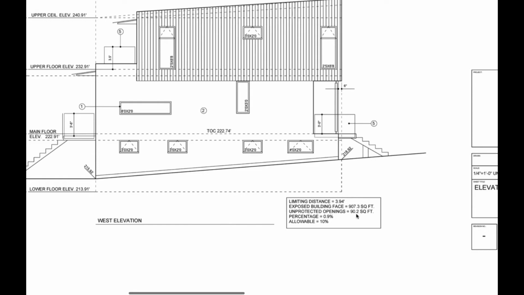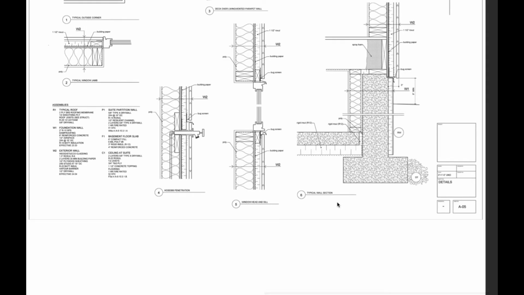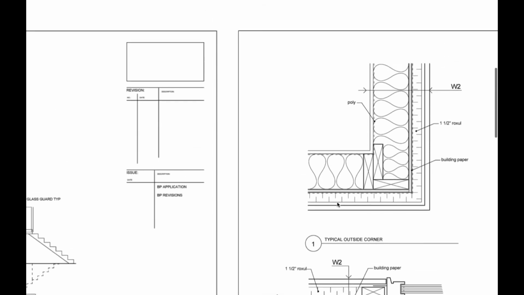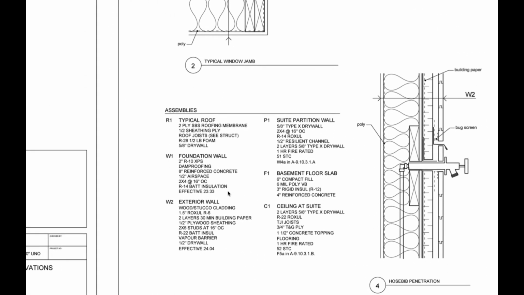And here they have some building dimensions. This is mostly for code compliance and local council requirements. Now we're looking at A05. Okay, so we'll start here in the corner. So all the different assemblies that we saw, the R1, P1, W1, W2.